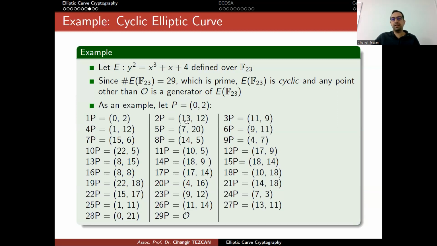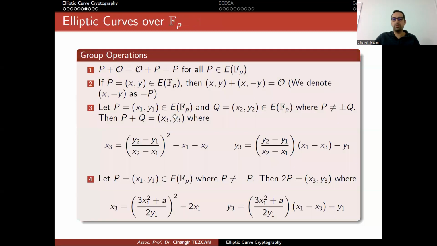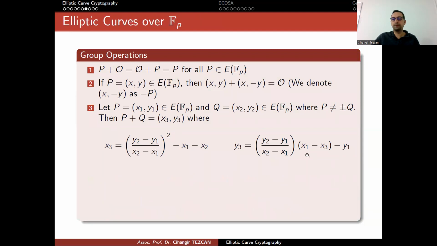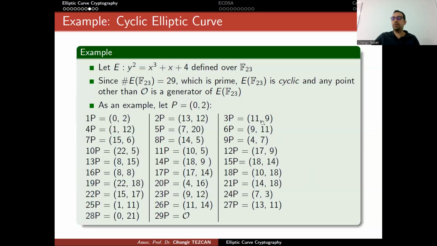Now what you can do is add this point to this one. Now we have two different points, so we are going to use this formula and obtain 3P. If you continue this way, you will realize that you are actually generating all of the points on the elliptic curve until you add P to minus P and obtain the point at infinity. This is how everything works, okay?